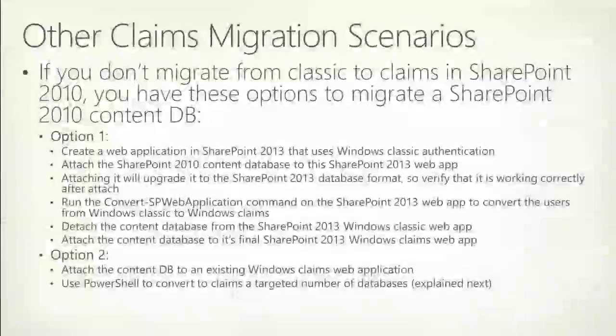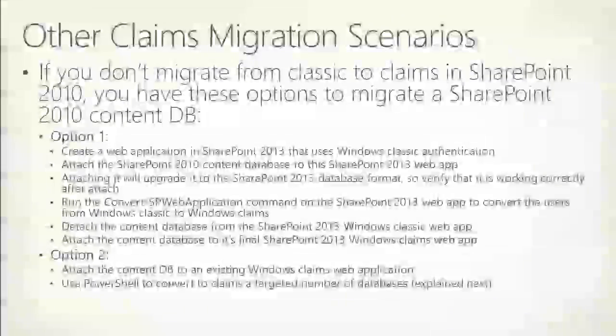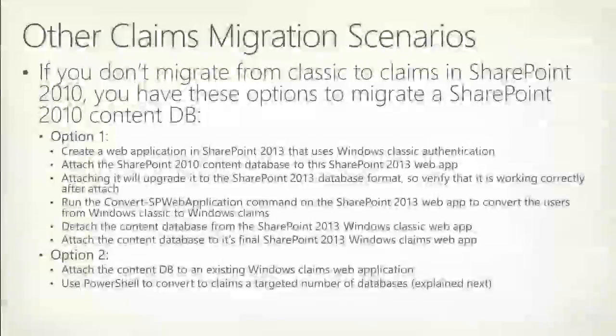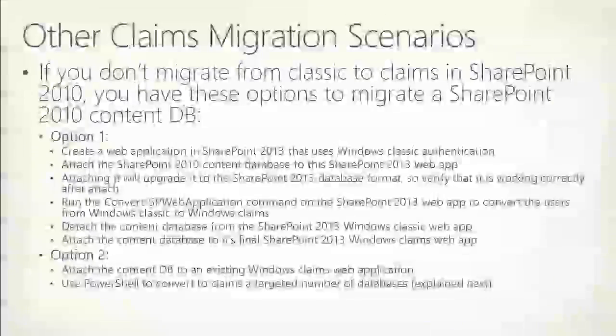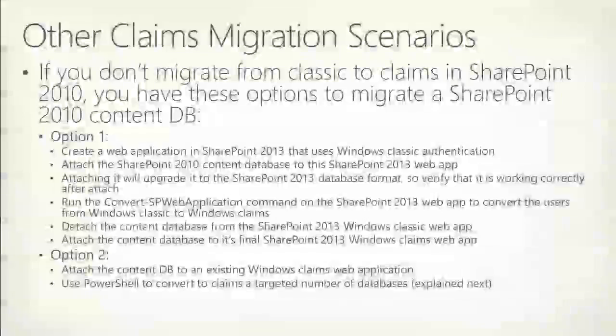Option two is to create a Windows Claims web application in SharePoint 2013. Take a Classic one and bring it over, and then on the mount, it's going to say there's an authentication mismatch, and then do the conversion there as well. So that's the different scenarios there of what you can do and what you can actually support around migration.